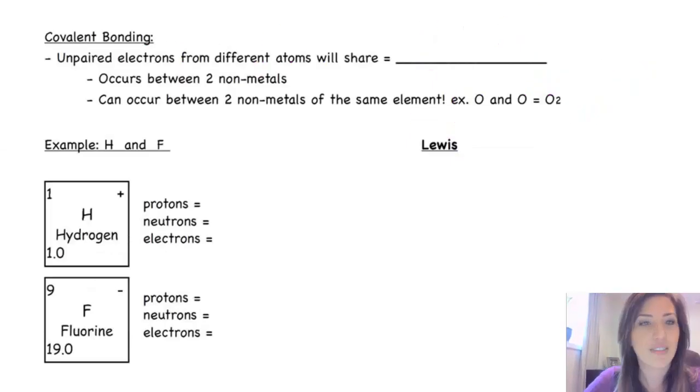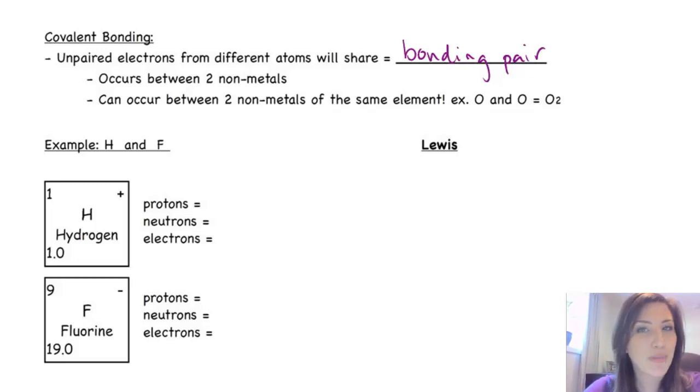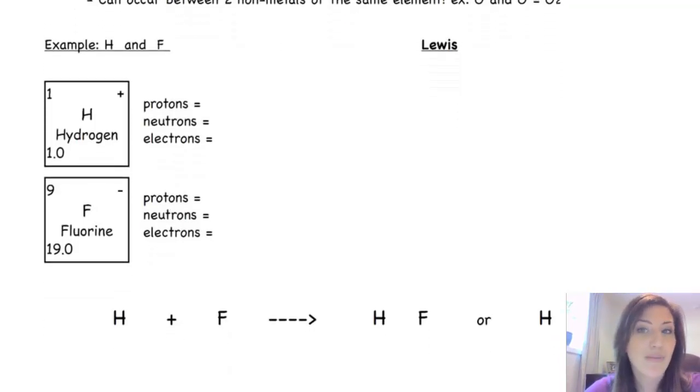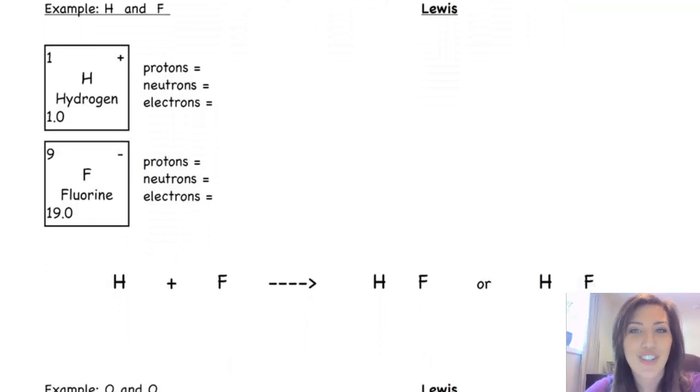All right, on to covalent bonding. Unpaired electrons from different atoms can share, and we call these bonding pairs. And this will occur between 2 nonmetals. This can even occur between 2 nonmetal atoms that are the same. For example, oxygen atom and oxygen atom can come together to make oxygen O2.